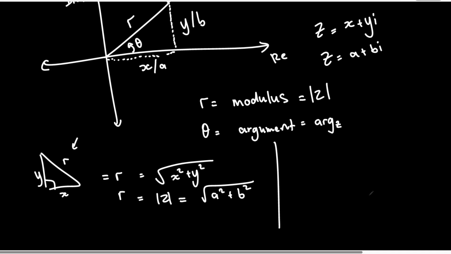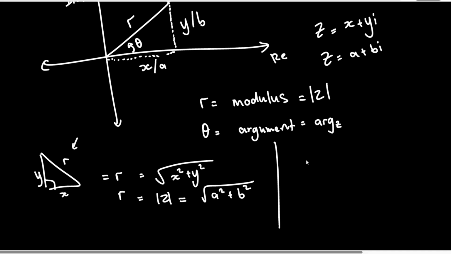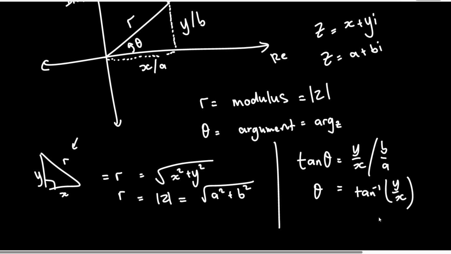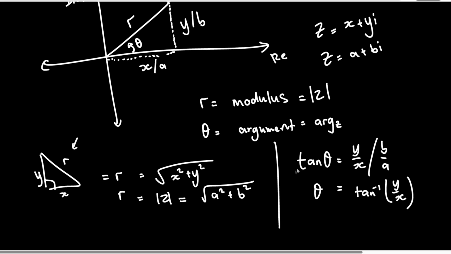Now, provided that theta is not given, how can we find theta? Well, there's a very easy formula. We can say tan theta is equal to y over x, or b over a. And then to find theta, we just use the inverse tan of y over x. That's how you find theta. It's very simple.